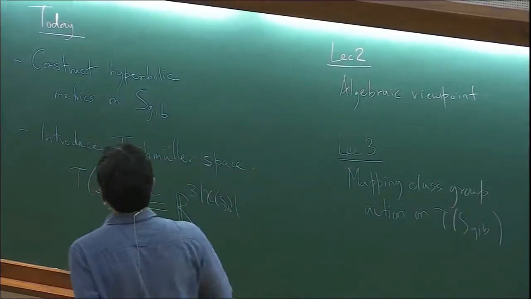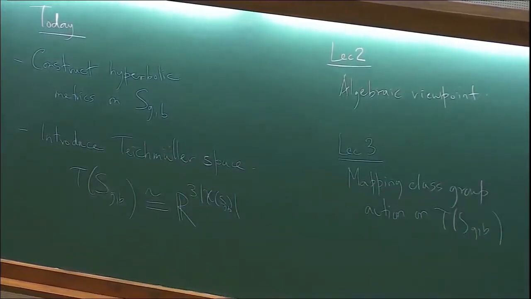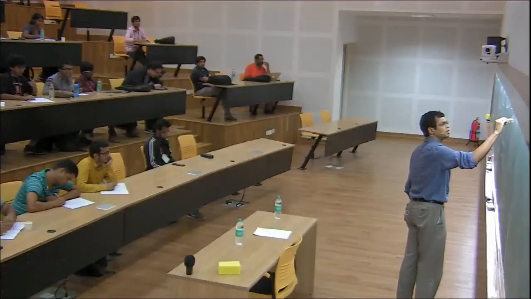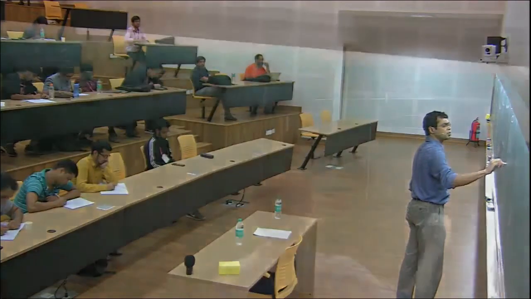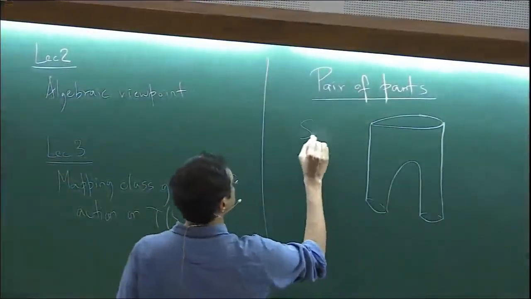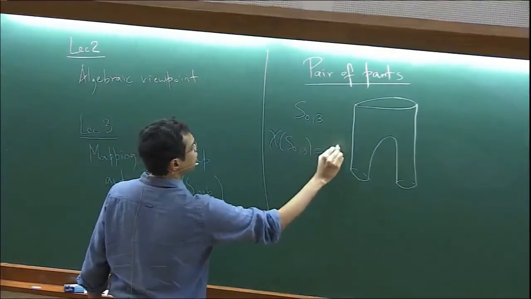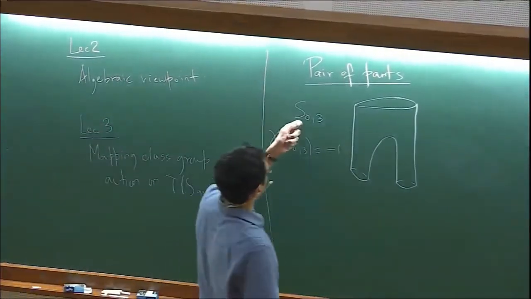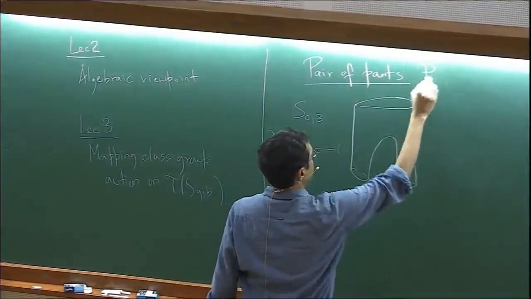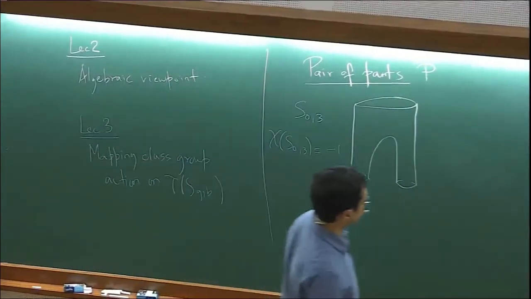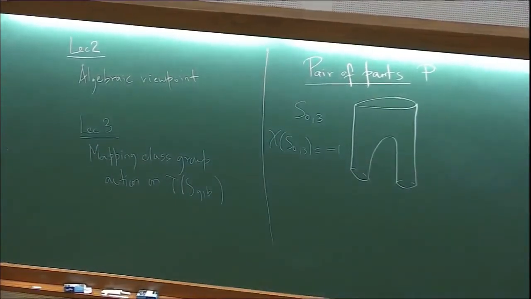So today, to construct hyperbolic metrics, let me start with the simplest surface, namely the pair of pants. Here's a pair of pants. It's a 3-hole sphere, in other words, it's S_{0,3}. Its Euler characteristic is -1. I won't write S_{0,3} every time; I'll maybe call it P for pants. So how do you construct hyperbolic metrics here?